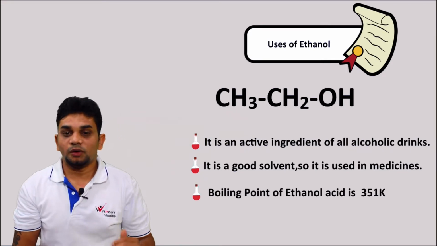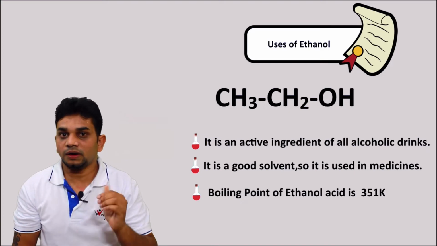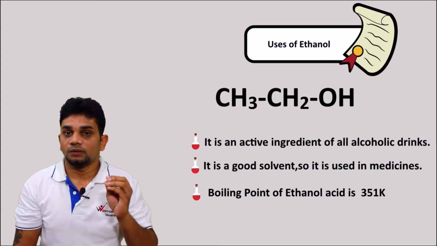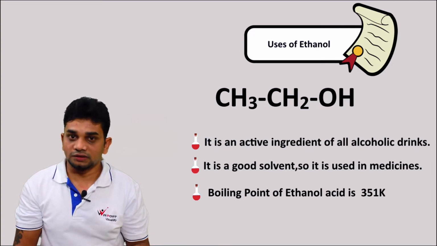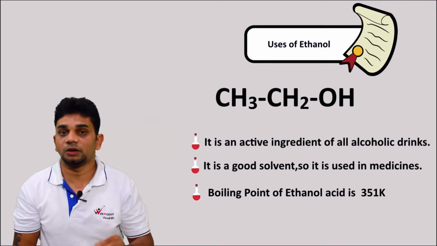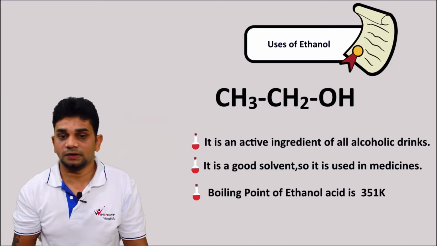Next point, the boiling point of ethanol is 351 Kelvin. At 351 Kelvin, ethanol is in the liquid state, right? When the temperature is increased to 351 Kelvin, it will convert into vapor. That is the meaning of boiling point. The boiling point of ethanol is 351 Kelvin.